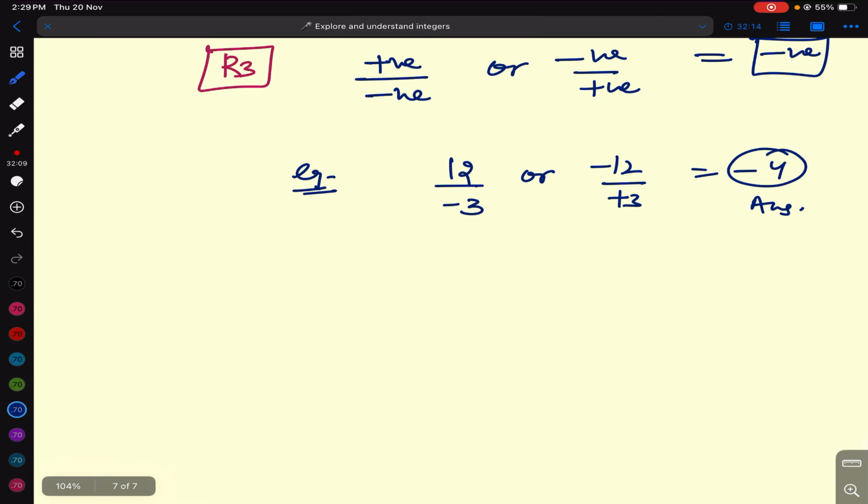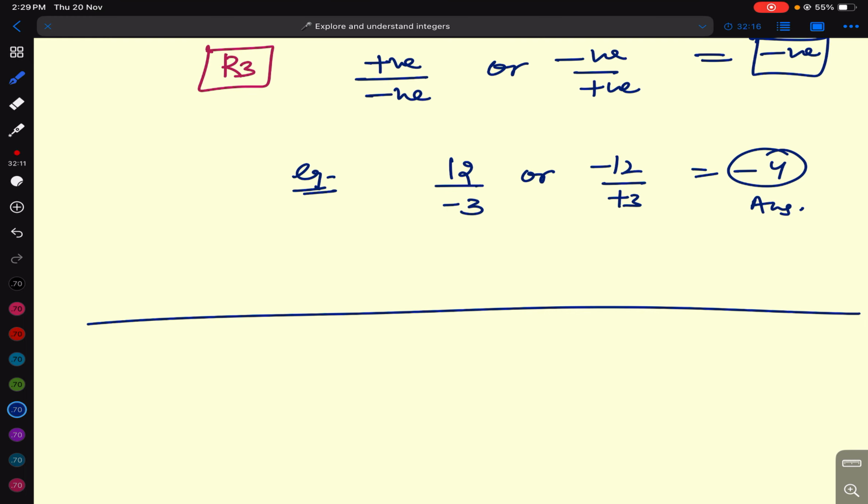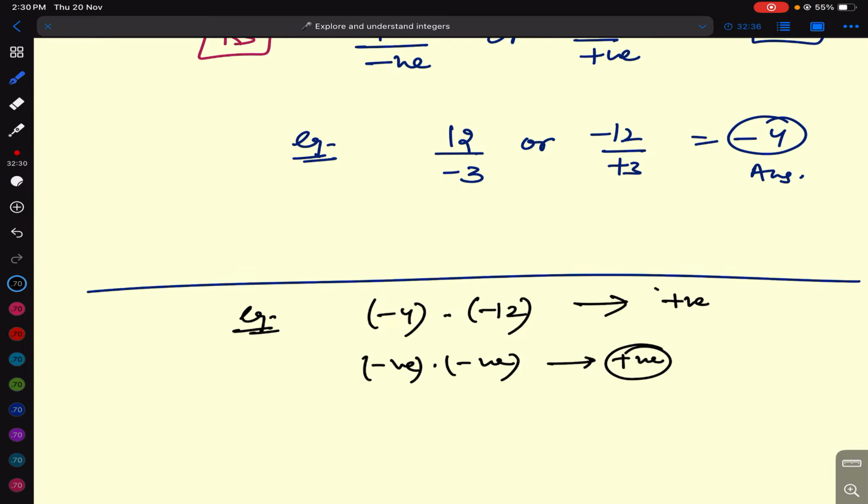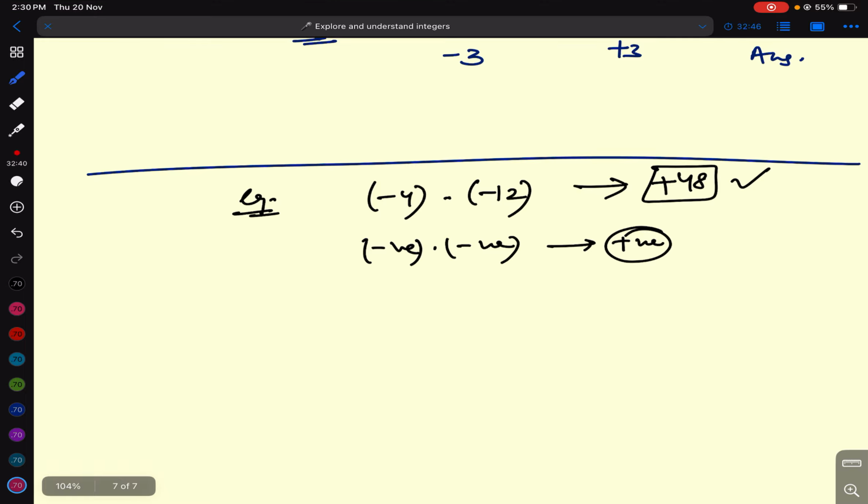Now we'll be concluding this lesson with a final example. Let's say you have negative 4 multiplied by negative 12. Here this is negative, this is negative. When two negatives are in multiplication, the result is positive. That's what we have learned. So in this case the result is positive for sure, right? Now what is that positive here? 12 multiplied by 4 would be 48, so it's positive 48. Clear?